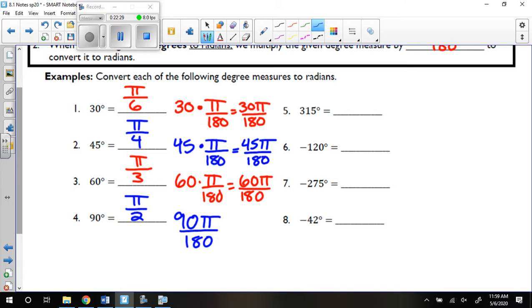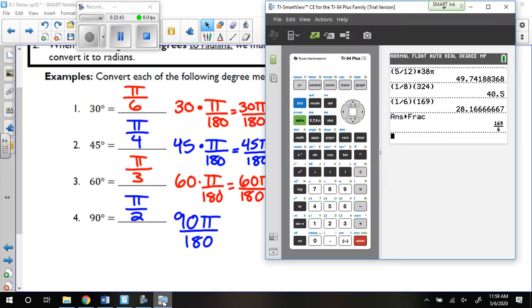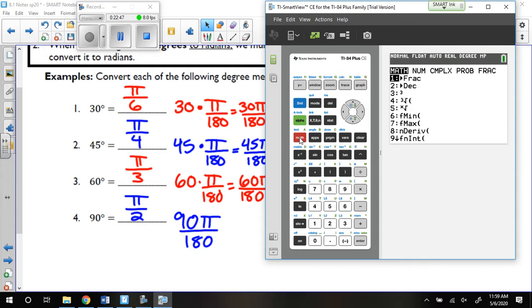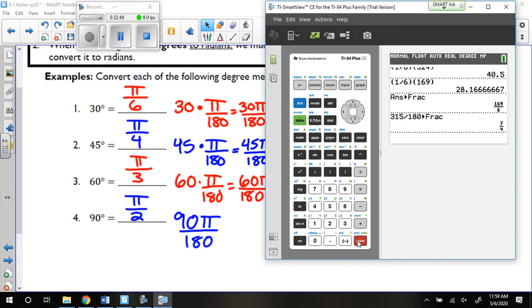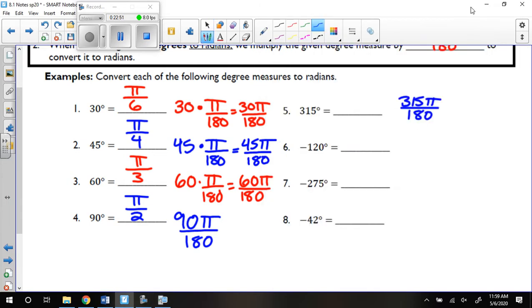And for number 5, we've got 315 pi over 180. Okay, 315 over 180. Let's see what that reduces to. 315 over 180. Got 7 over 4. Okay, so this is 7 pi over 4.